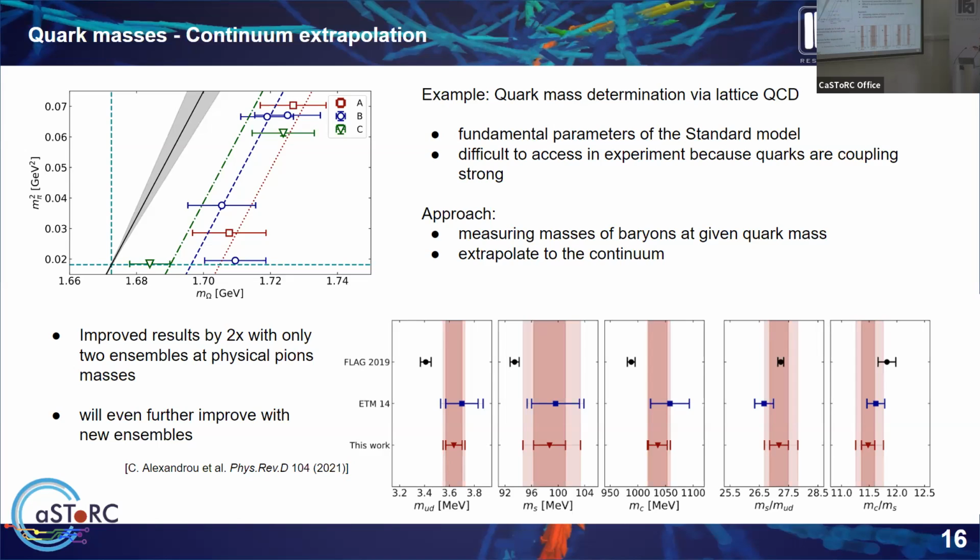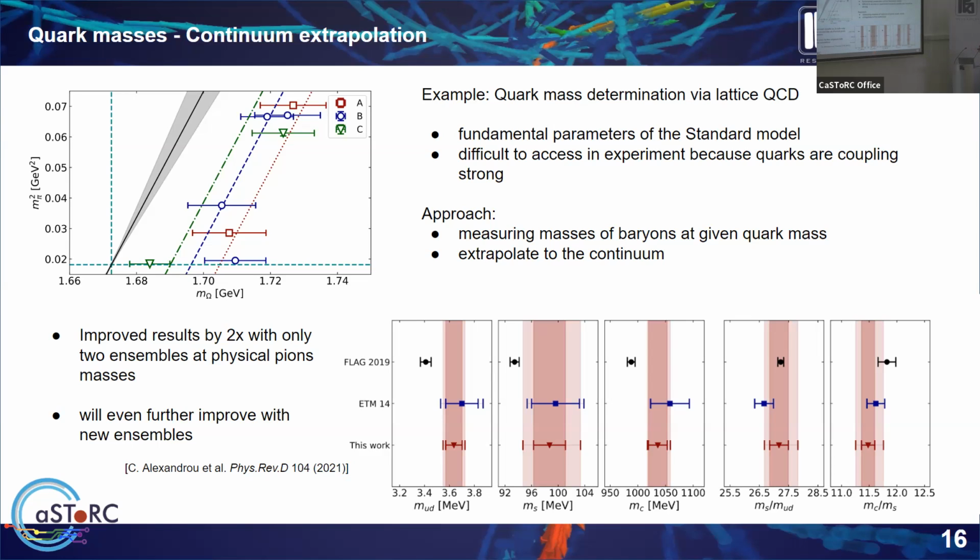So what you basically see here: these 2 points are measured on 2 physical point ensembles, while the other ensembles are done where the pion mass, the quark mass, is heavier. But this helps us to extrapolate towards the continuum, which is this point here. So we did a generalized fit with different lattice spacings and different ensembles to get the strange quark mass here.